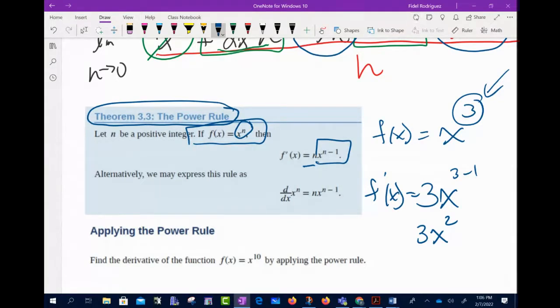So look, take a look at the next problem. Find the derivative of the function f of x equals x to the 10th. Now, do you think we're going to write x plus h to the power 10 minus x? We're not going to go the long way, right? We're going to do the shortcut.